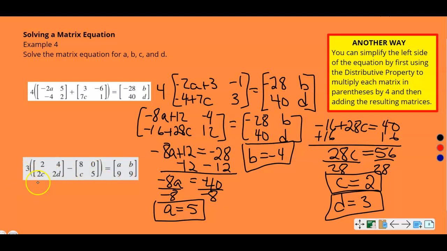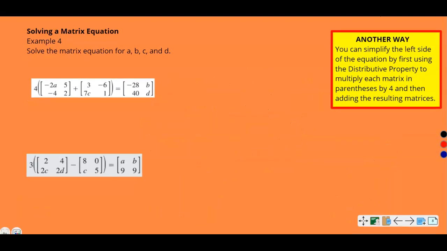I want you to go ahead and take a moment and see if you can get started on this one on your own. See if you can work through, see if you can find A, B, C, and D, but if not, see how far you can get on your own using the similar steps. All right, let's look at the second one here.